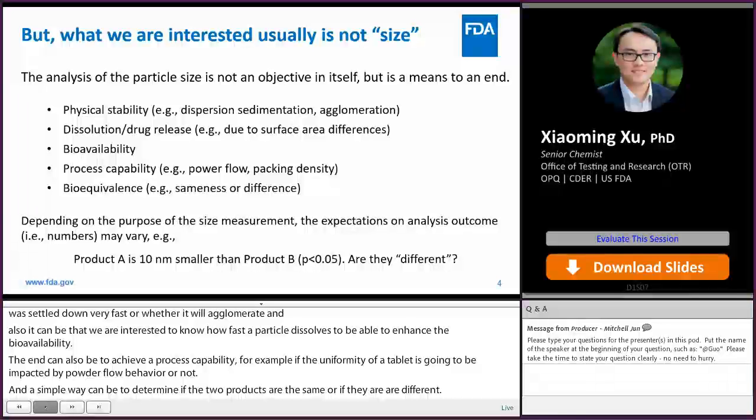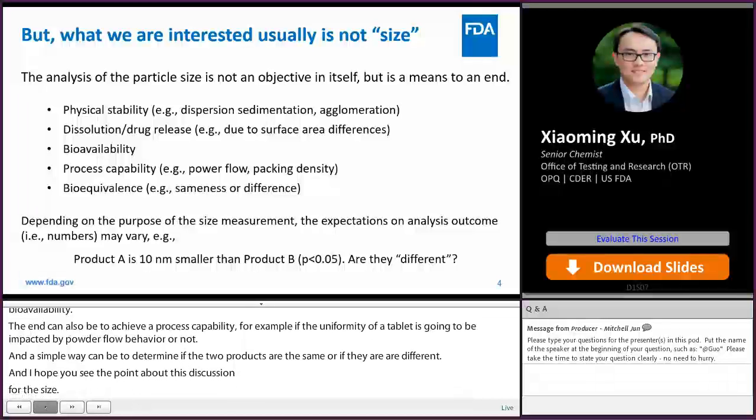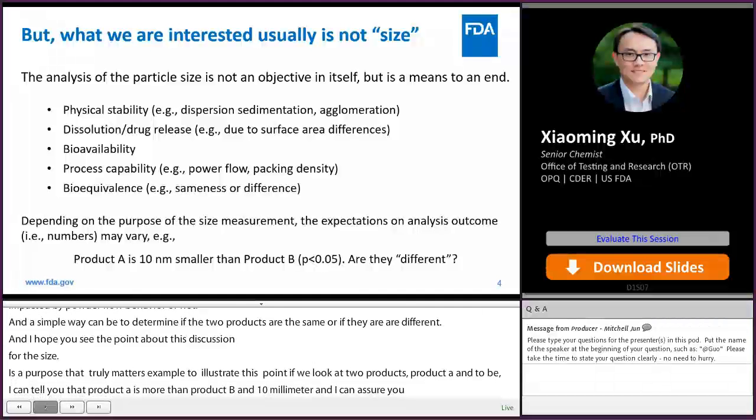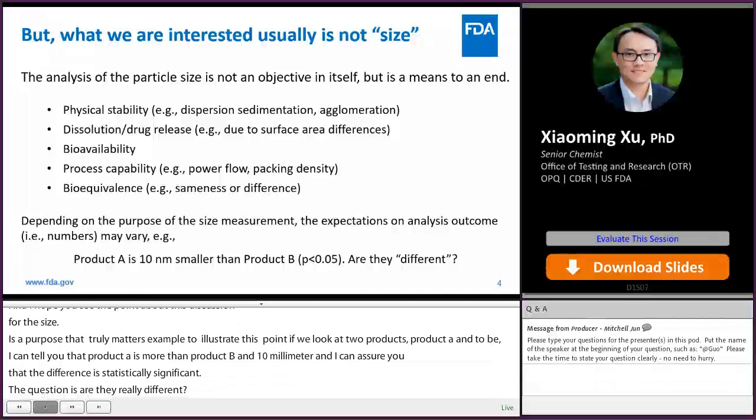Oftentimes we're not interested in the number itself. One example can illustrate this point. If we look at two products, product A and product B, I can tell you that product A is smaller than product B by about 10 nanometers. And I can assure you that the difference is statistically significant. Now the question is, are they really different? I hope you are not jumping to a conclusion right now. And I hope your answer is, it depends. It depends on why particle size is important.